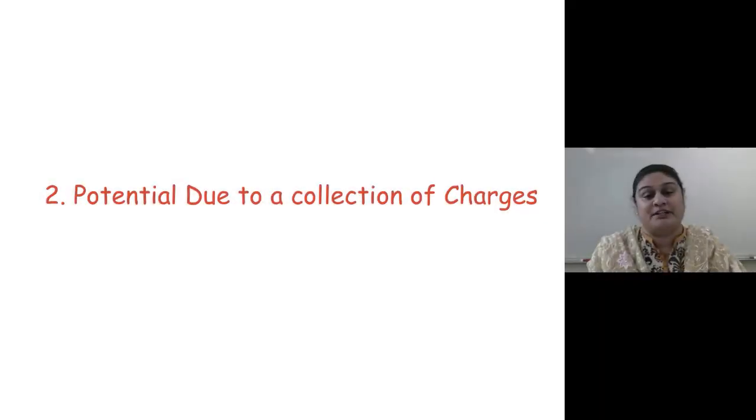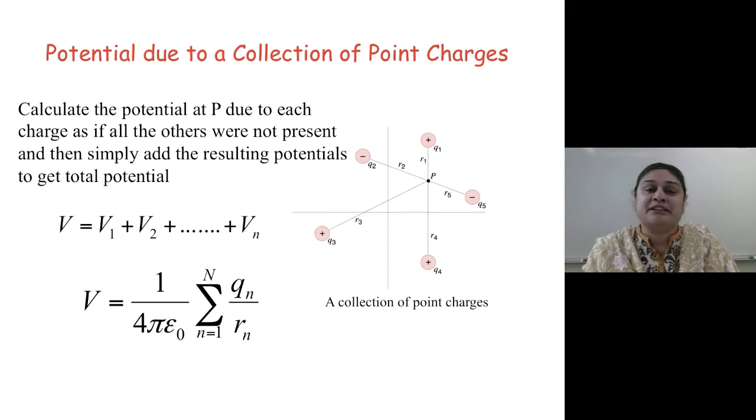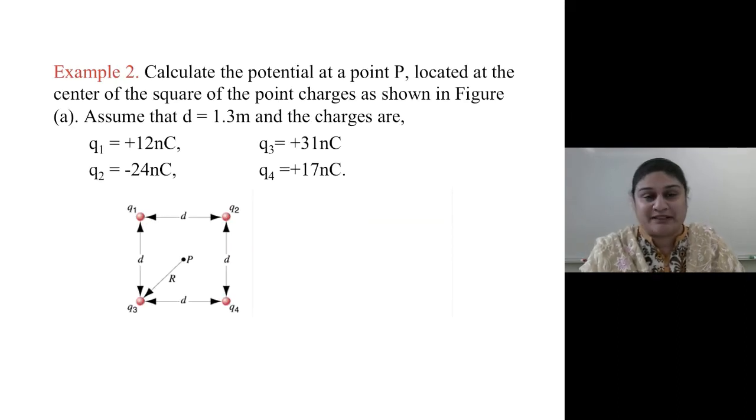Now what about a potential due to a bunch of charges collected together? Well, the potential due to a collection of point charges, say Q1, Q2, Q3, Q4, Q5, will just be given by adding the potentials together to get the total potential. So remember, potential was U over Q, electrical potential energy. The same principle will apply in this case. So for a collection of point charges, V will be equal to 1 over 4 pi epsilon naught, sum of Qn over Rn.